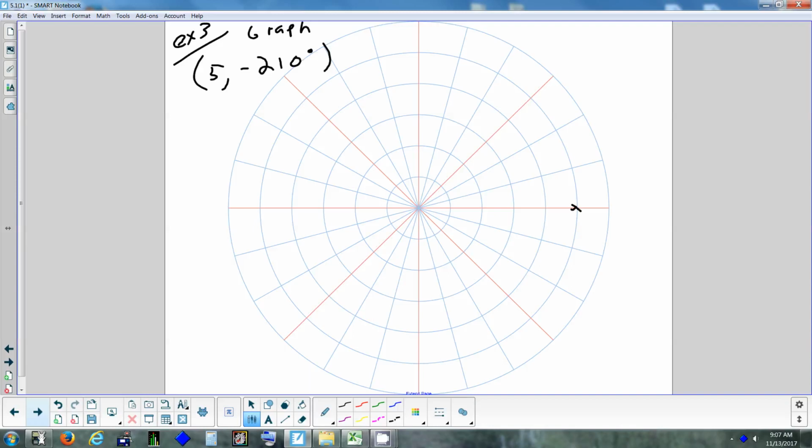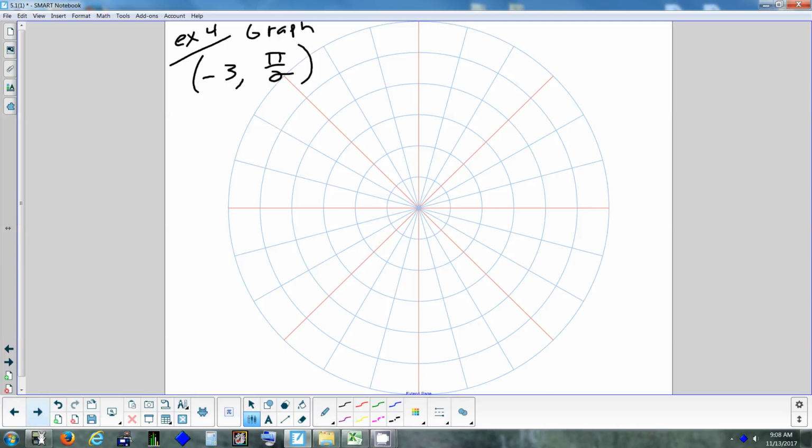And now, Alex, my angle is negative 210. So what way do we move for negative? Clockwise. We're going to move clockwise. Well, if we went halfway around, how much is that? That's 180. And then how far past 180 do you have to go to get to 210? 2 lines. You have to go 30 degrees past 180, because 180 plus 30 is 210. Okay, so we're going all the way halfway around, and then 2 more. And that's that one. 5, negative 210. Any question on that one?